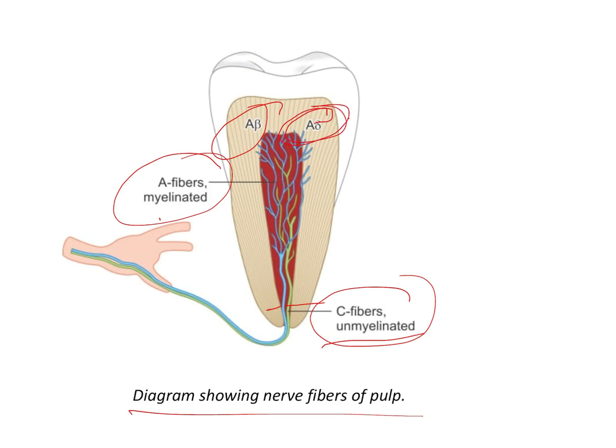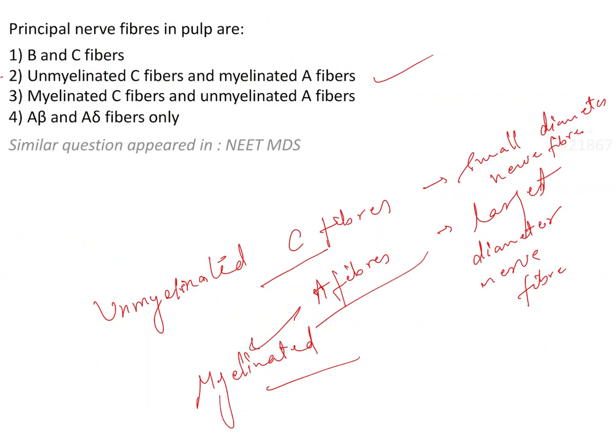So we just discussed the characteristics of A delta and C fibers. A delta: sharp pricking pain, response to cold, and low threshold. C fibers: high threshold, respond to heat stimulation, dull poorly localized response. So these are important points about these nerve fibers. Now here, for principal nerve fibers in pulp, the answer would be option 2.